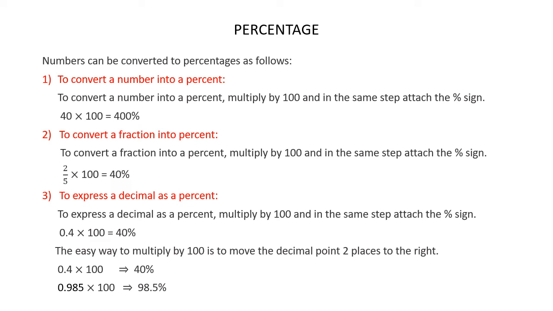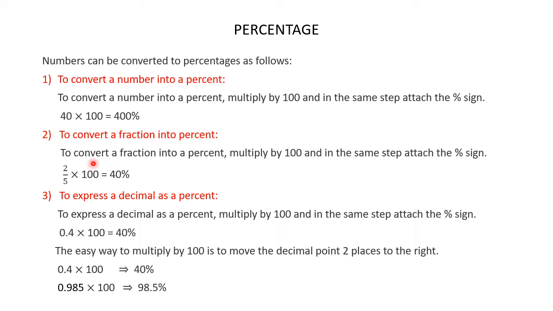Let's learn how to convert a number into a percent, a fraction into a percent, and a decimal into a percent. To convert a number into a percent, multiply by 100 and in the same step attach the percentage sign. So the number 40 can be converted into a percent by multiplying with 100. So 40 multiplied by 100 is 400%.